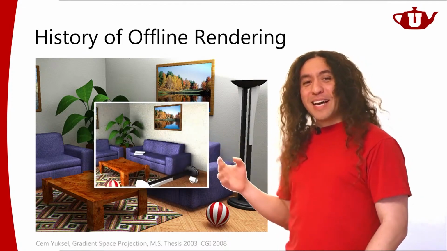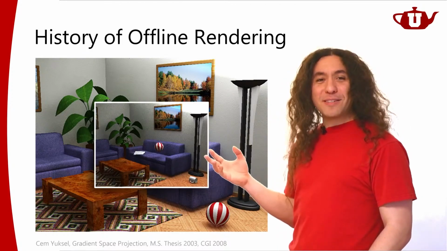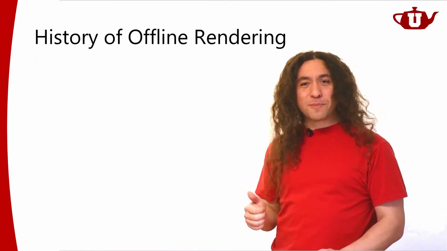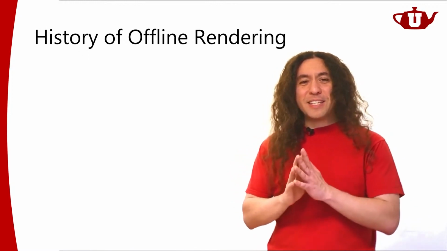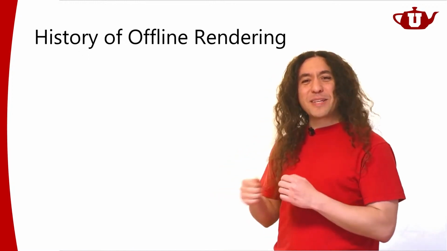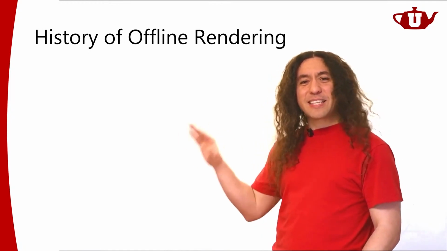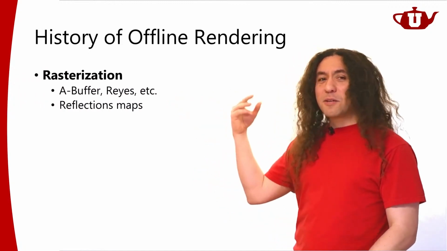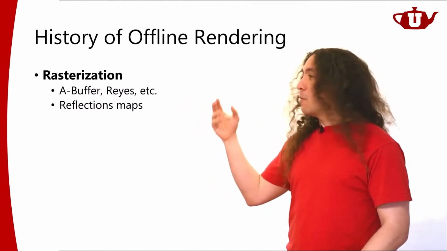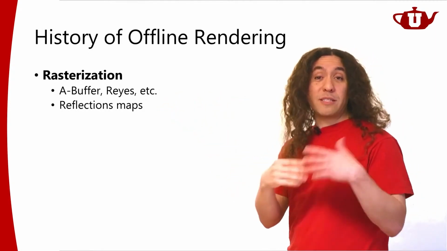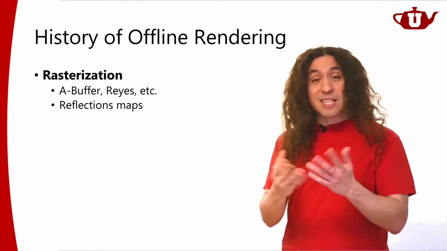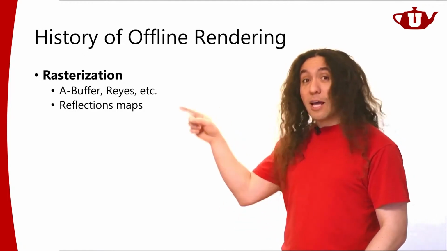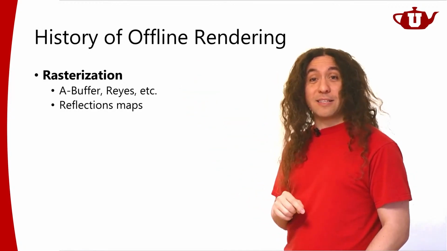What I'm trying to say is that even for offline rendering, ray tracing was really, really slow at first. So we didn't quite use that, and we started adding things as we needed them. We started with rasterization using A-buffer or Reyes, and with reflection maps. If you wanted reflections, we were computing reflection maps, just like the render-to-texture tricks that we've been using in this course. They were used in offline rendering back in the day.